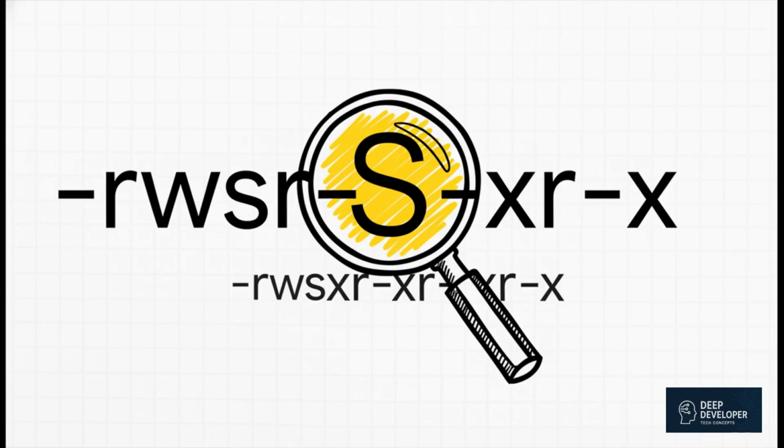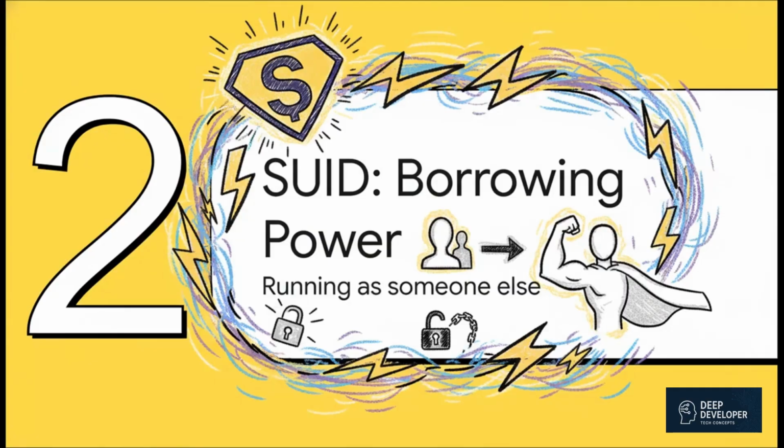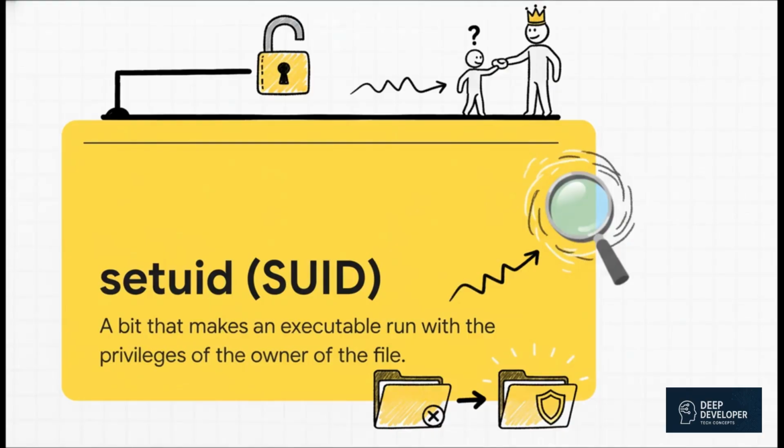That little s is our answer. That's it. Seriously. That one little character unlocks this whole mystery. It's not a mistake, it's not a typo, it is a special permission bit, and it completely changes the rules for how this program runs. That s stands for SUID, or Set User ID. And maybe the best way to think about it is it lets a program temporarily borrow the superpowers of its owner.